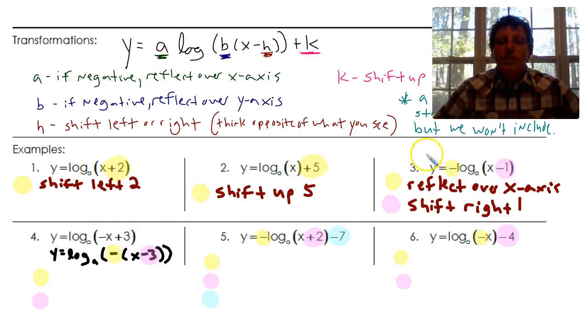Example number 3 has two transformations. It has a negative at the front, which indicates a reflection over the x-axis. And there is also a minus 1 after the x inside the logarithm, which is a shift left or right.